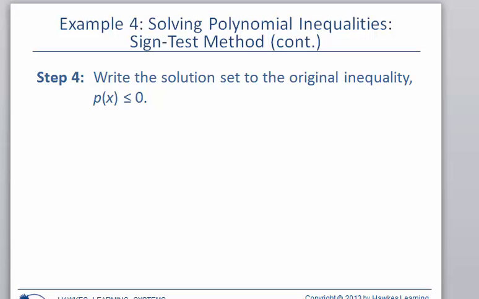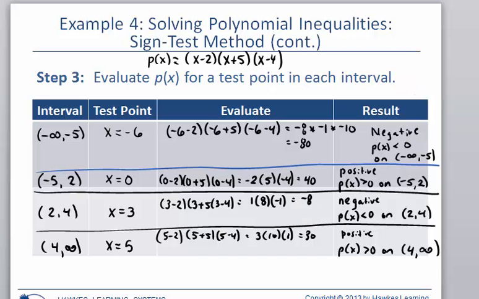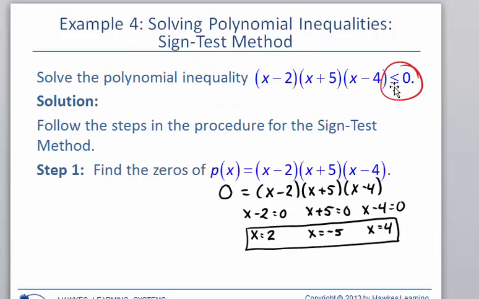Now remember that your original inequality had a less than or equal to 0. So we want to find just those intervals where it's less than or equal to 0. So let's go back to our table. So less than would be this one and this one. So we're going to use these two intervals as our solution. So negative infinity to negative 5 and then 2 to 4. Keep in mind that you do have an equal to underneath, which means that you're going to include the endpoints in your final answer.